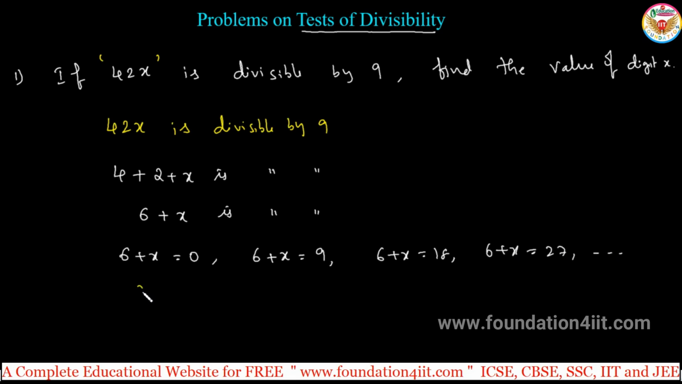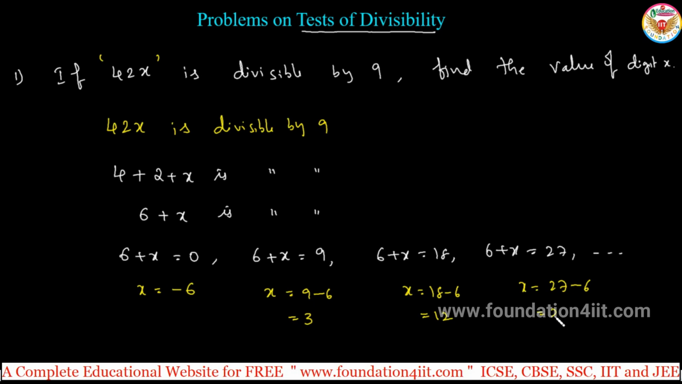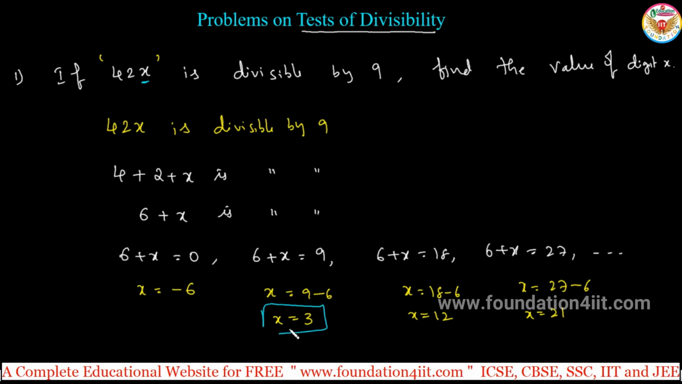From this, x is 0 minus 6, which is minus 6. And x is 9 minus 6, so 3. x is 18 minus 6, so 12. x is 27 minus 6, so 21. If you observe this result, x must be a single digit and not negative. So only x is equal to 3, right? Since x is a digit and x equals 3, 423 is divisible by 9. Let me take one more example.